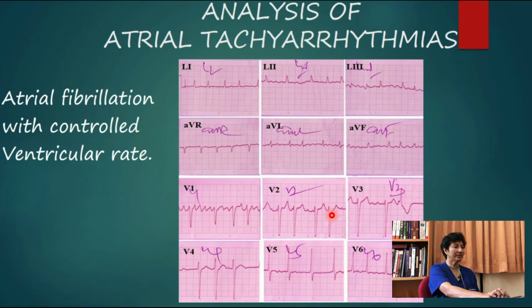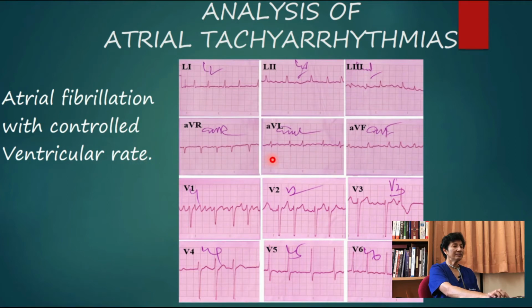Ventricular rate is not that fast. It's around 100 to 110 beats per minute. So this is a case of atrial fibrillation with controlled ventricular rate.